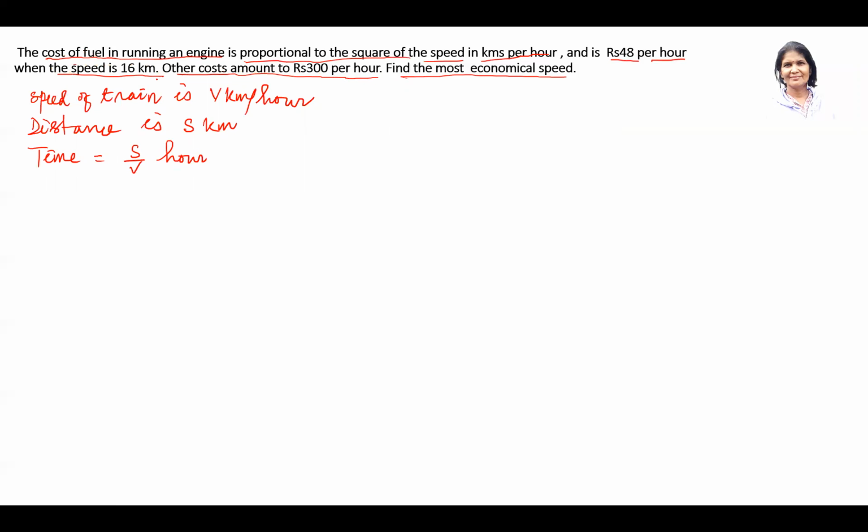Information is given, cost of fuel, I'm writing C, is proportional to the square of the speed. So this is some constant K into speed V, so V square. C is cost, I'm taking cost for 1 hour, because it is given per hour. And here it is given, it is rupees 48 when for 1 hour it is 16 kilometers. So from this, I'll find K.